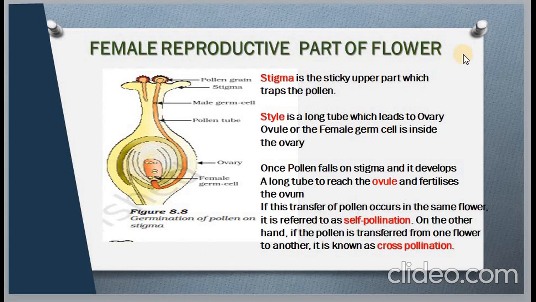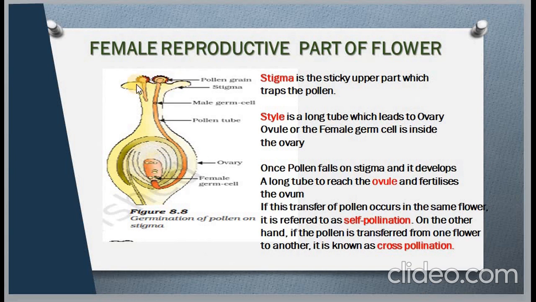Female reproductive part of a flower. This female part looks more or less like a flower vase. The top curved part is known as stigma. It is quite sticky for the pollens to get stuck here. And from stigma, there is a tube like this. It is known as style. It is through which the pollen comes in. And the bottom rounded part is known as ovary. And inside the ovary is the actual female reproductive cell, which is the ovule.